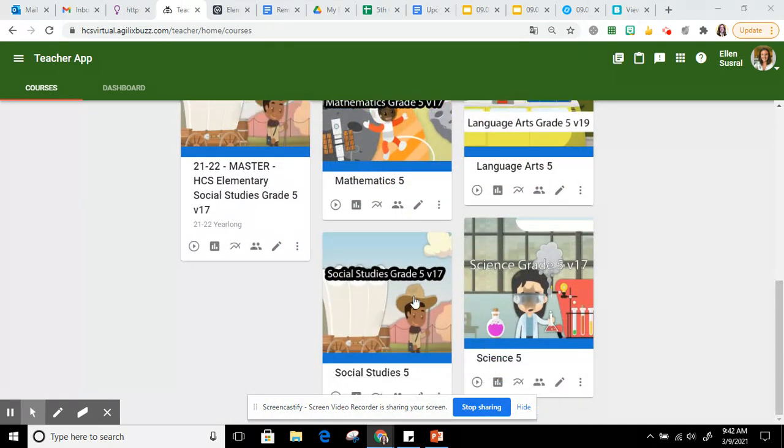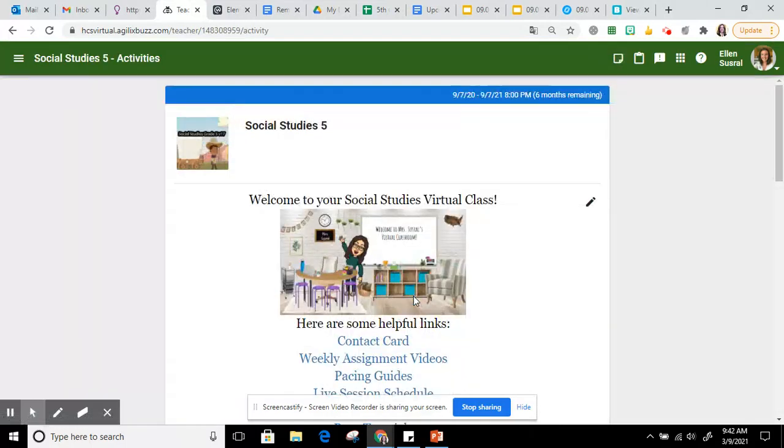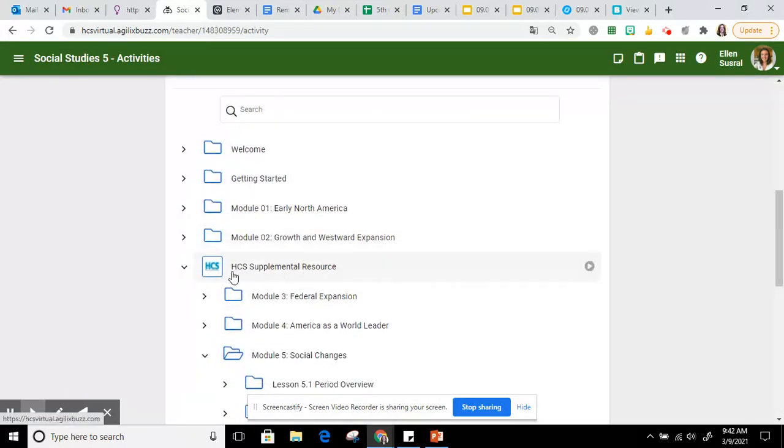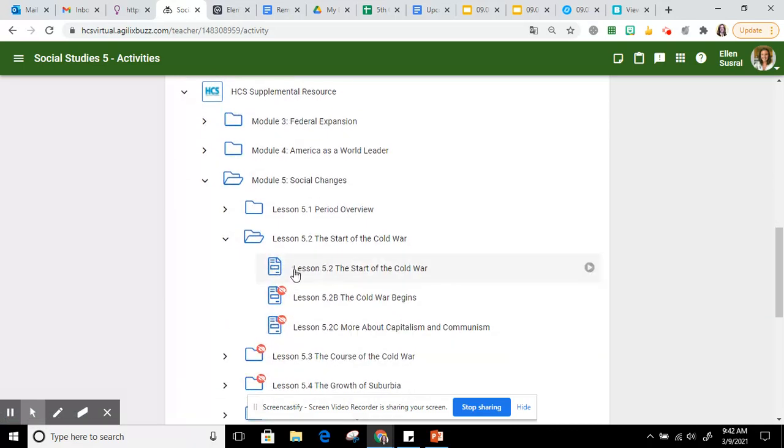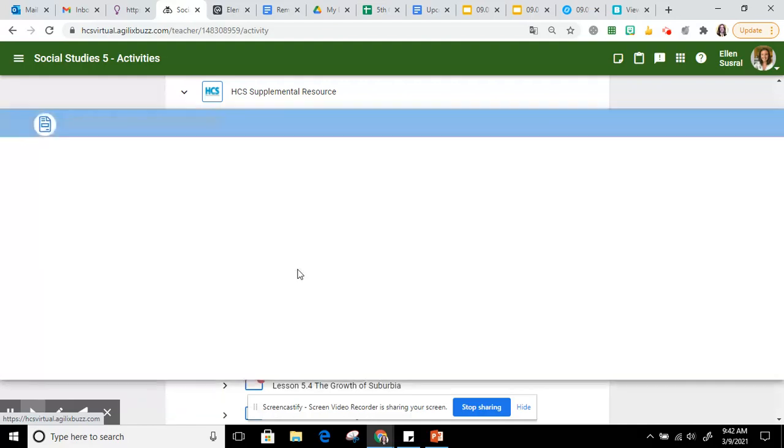You're going to start by going to the Social Studies course, and you're going to scroll down into the HCS Supplemental Resource folder. We're under Module 5, Social Changes, and we're looking at lesson 5.2, the start of the Cold War. Go ahead and open up that folder and click on the lesson.